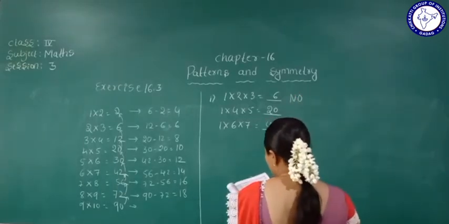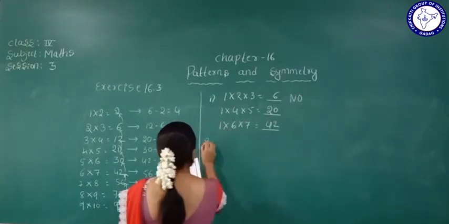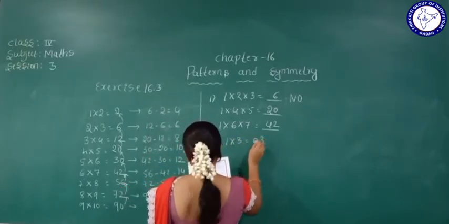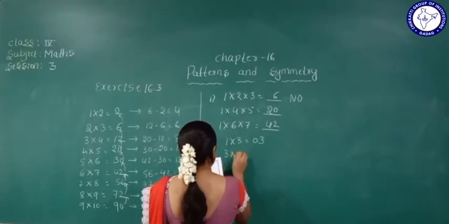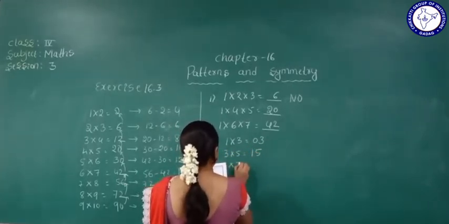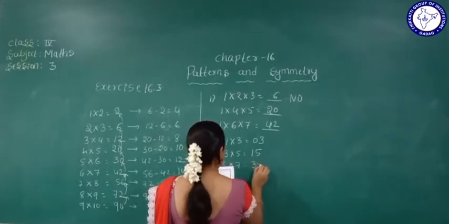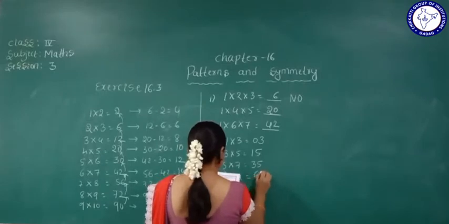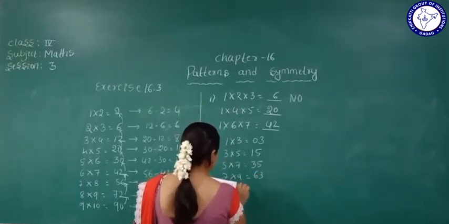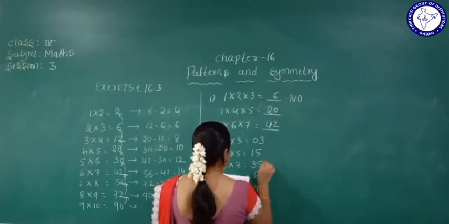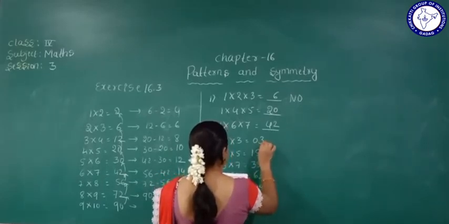Okay. Yes. So next question given here, that is the second one. 1 into 3 is equal to 3. 3 into 5 is equal to 15. 5 into 7 is equal to 35. 7 into 9 is equal to 63. 9 into 11 is equal to 99. So is this a pattern or not?